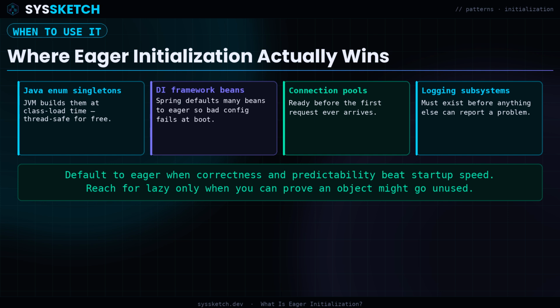The pattern is simple to state and easy to misuse. Default to eager when correctness and predictability matter more than startup speed, and reach for lazy only when you can prove the object might genuinely go unused.